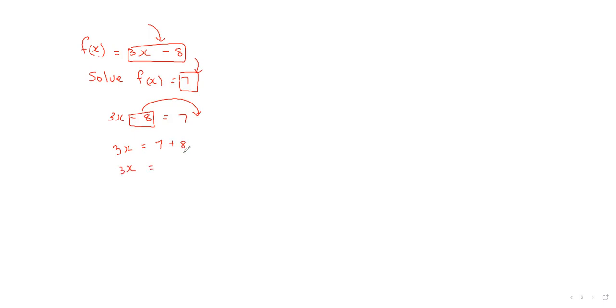7 add 8, that will be 15. I want to get x alone, so I'll get rid of this 3. So it's going to become 15 over 3. So x is equal to 5. So in other words, they're telling me that they want me to find f of x, which in this case is like y. So it's telling me that when y is 7, x is 5.